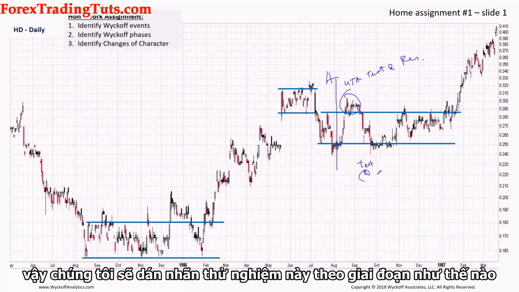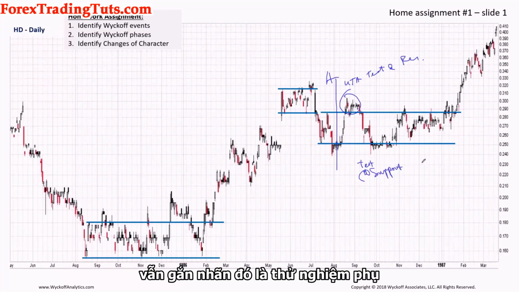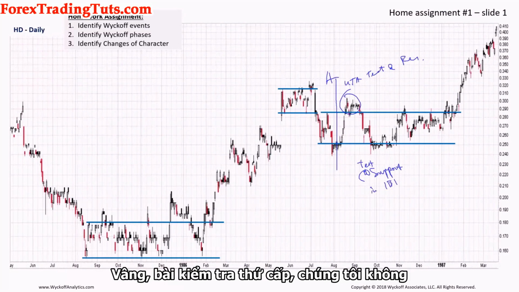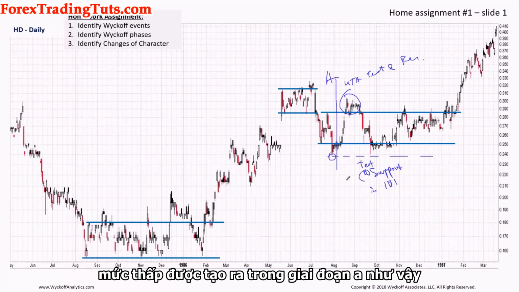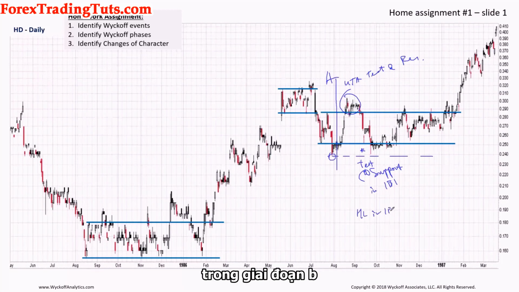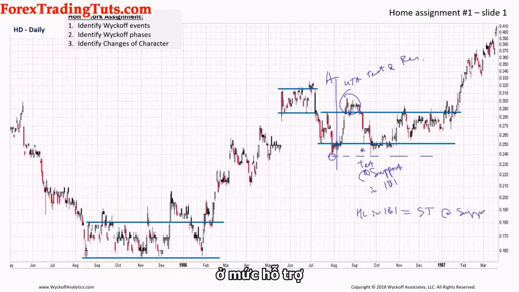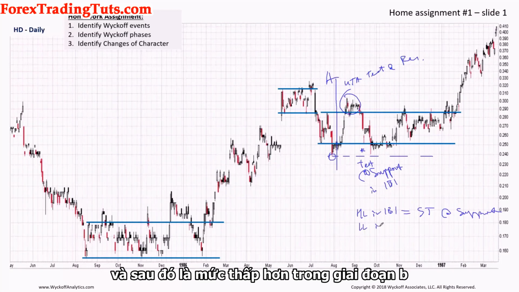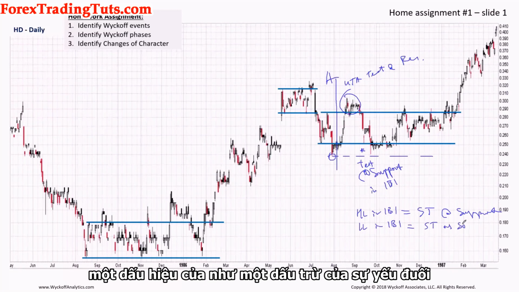So how would we label this test in phase B? I would still label that as a secondary test. Yeah, secondary test. We are not overcoming the low that was created in phase A, so this is a higher low. Therefore, the higher low in phase B would be labeled as a secondary test at the level of the support. And a lower low in phase B would be labeled as a secondary test as a minor sign of weakness.